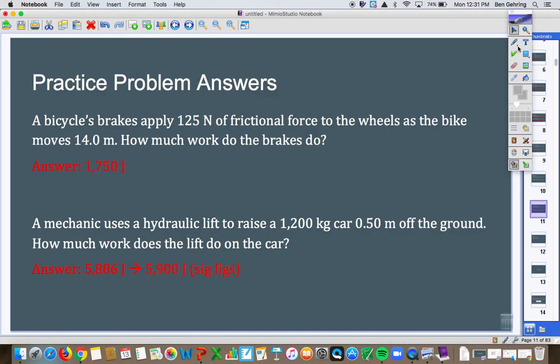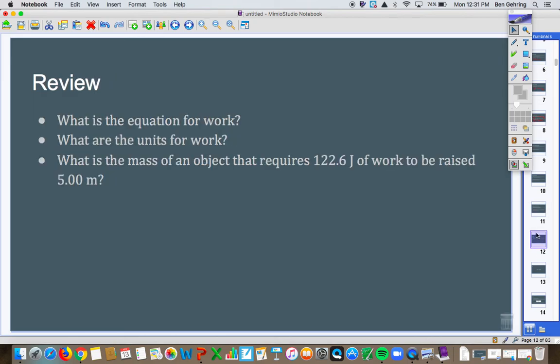Okay, so here are your answers. So for the first one, you should have gotten 1,750 joules for the amount of work the brakes are doing. And then in the second one, we're looking for how much work the car does as well, and it should be 5,900 joules there. All right, so a couple last review questions. You should be able to answer these questions after watching this, and then we will continue this tomorrow.